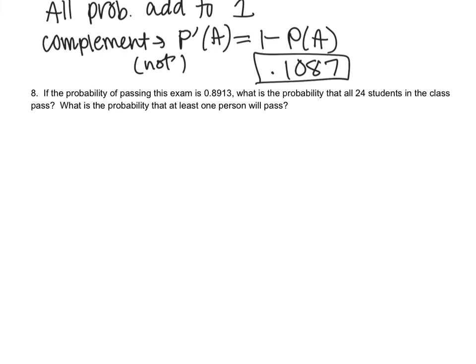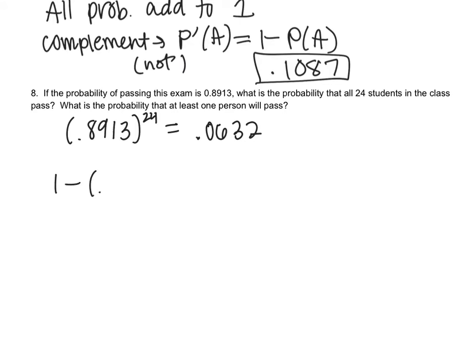Next, we have that if the probability of passing this exam is 0.8913, what is the probability that all 24 students in the class pass, and then what is the probability that at least one person will pass? So the probability of all 24 students passing is going to be 0.8913 to the 24th, because these are independent events and one person passing does not determine the probability of another person passing. So we're going to get 0.0632.